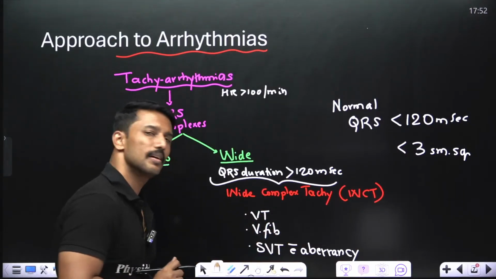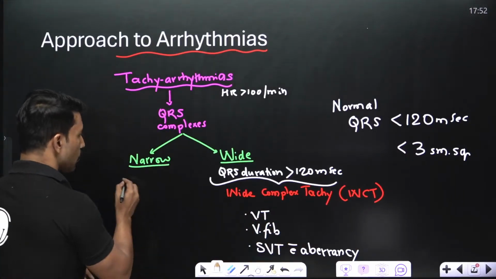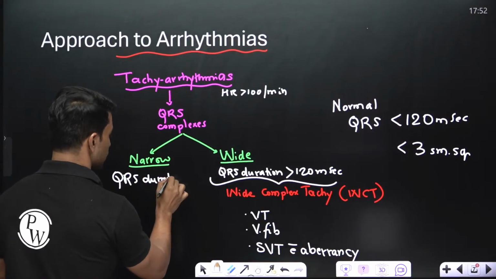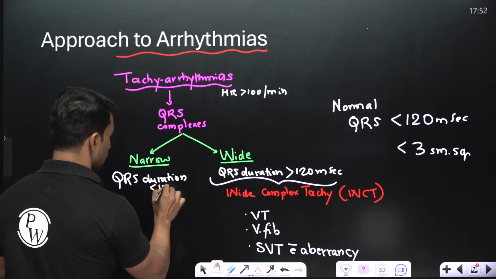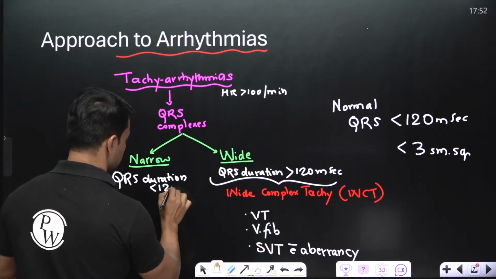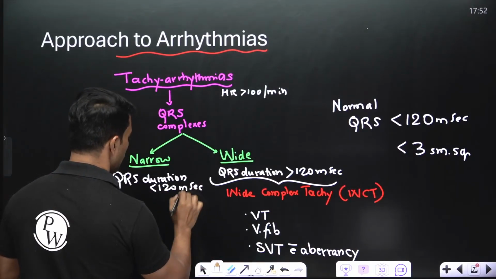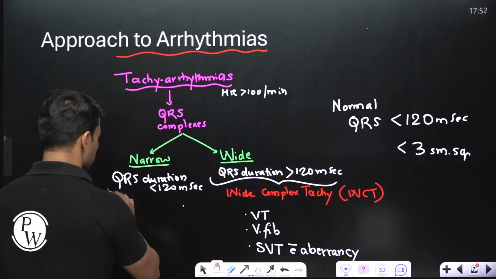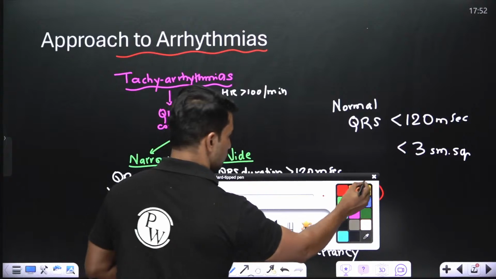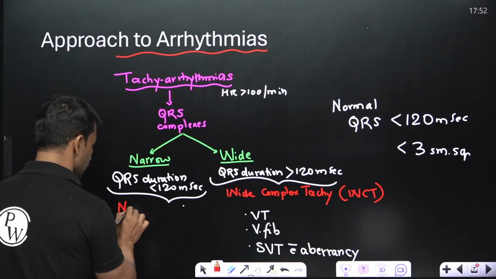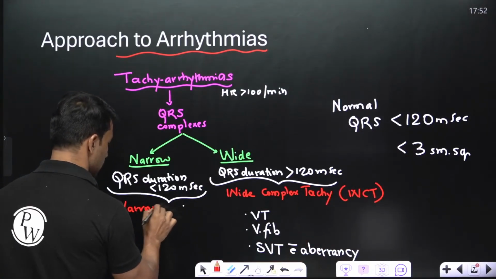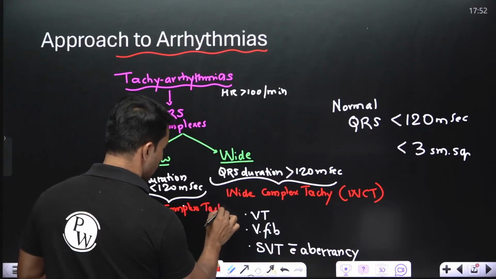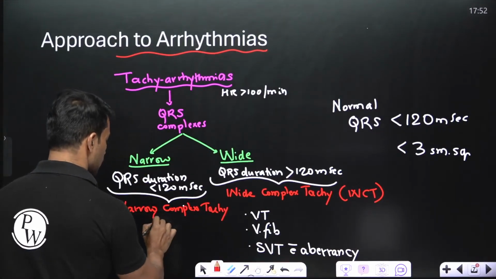But if the QRS complexes are narrow, the QRS duration is less than 120 milliseconds, then such arrhythmias will be called narrow complex tachyarrhythmias, or narrow complex tachycardias, usually abbreviated as NCT.